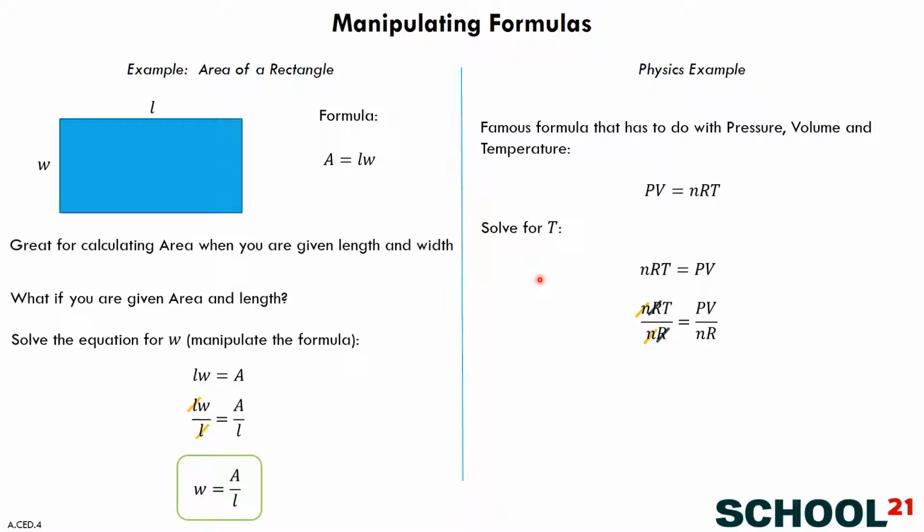Okay, and so then just on the left-hand side, what are we going to have? PV over NR. That's on the right side, and what's on the left side? Sorry, T. Okay, so temperature equals pressure times volume divided by NR. And that's our equation there. So this is just a convenient way to know that you can move equations around in order to make them more convenient for you to work with. Make sense? Yep. Good job.